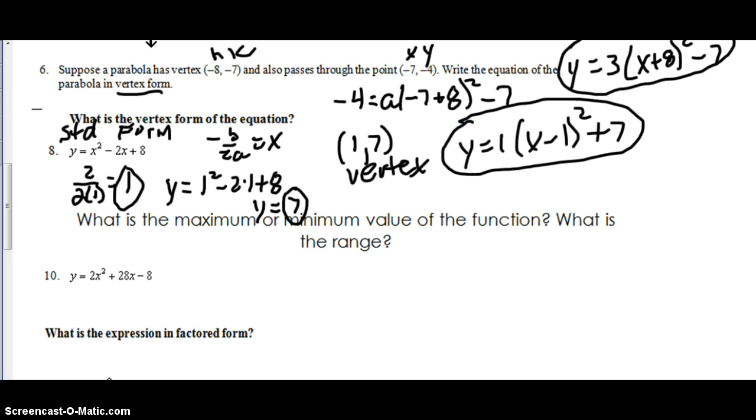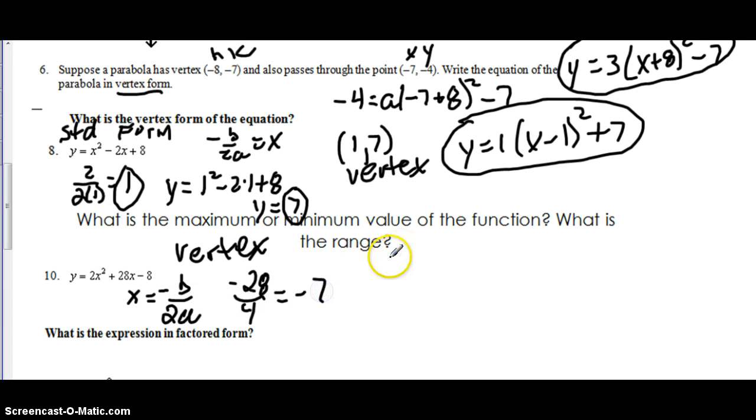Number 10, they want us to find the maximum and minimum value of the function, and what is the range? Well, the maximum and minimum of a function is going to be the vertex. So let's find the vertex. Negative b over 2a to find our x value of the vertex. So it's going to be negative 28 over 2 times 2, which is 4. That's going to simplify to negative 7.